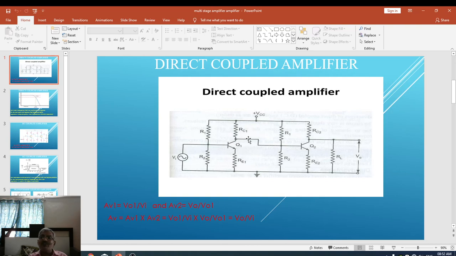The output of this stage after amplification, VO1, is given as the input voltage to the base of transistor Q2. This second stage is quite analogous to the first stage. It also consists of transistor Q2, again in common emitter configuration. Its operating point is also adjusted in the active region by the voltage divider arrangement formed by R1 and R2, so that it acts as a very faithful amplifier.